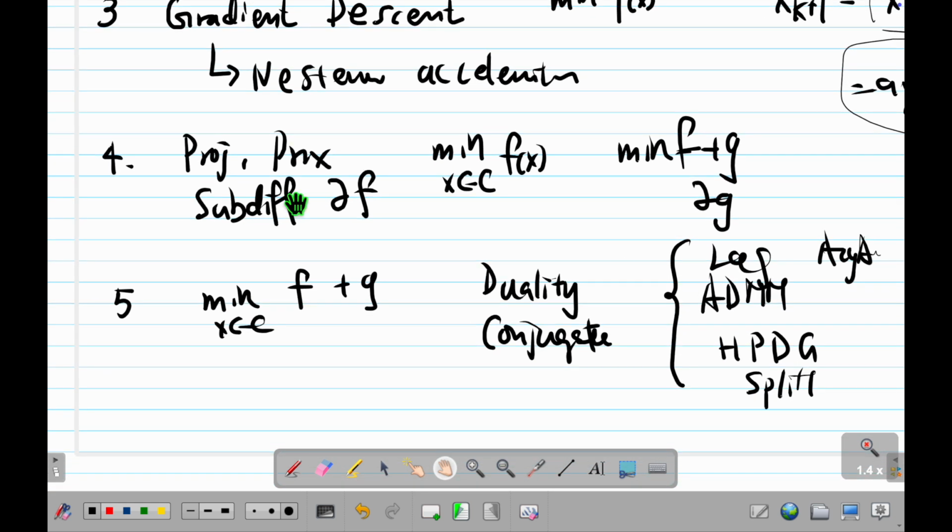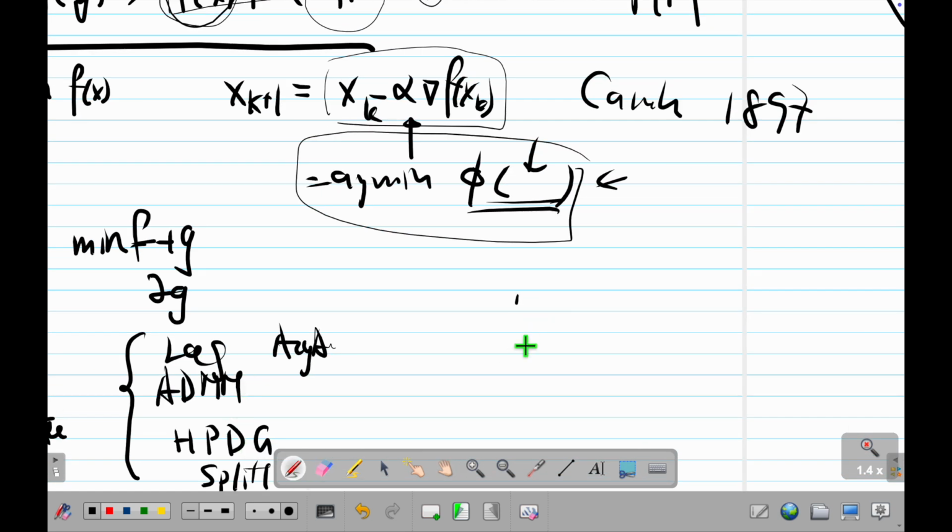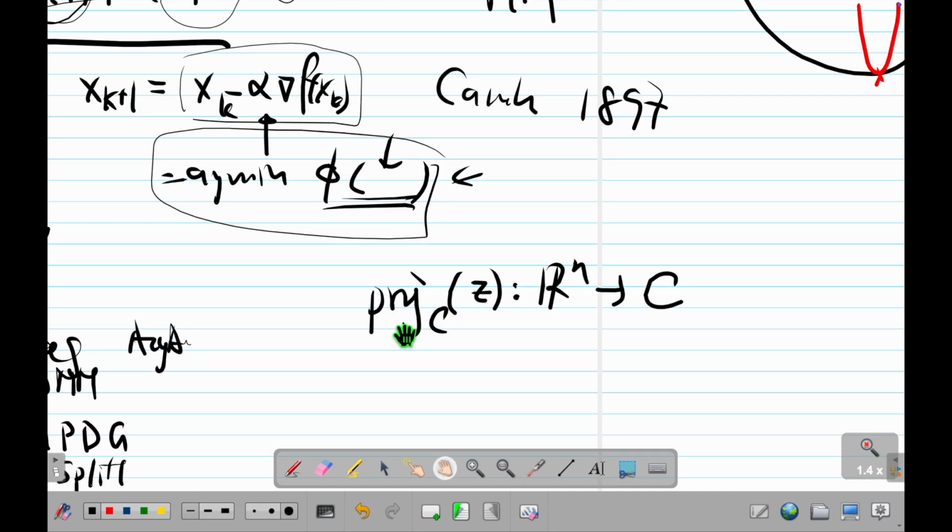That's it. And then what? We have prox, project, and subdifferential, which is basically about how we project onto a set C. Projection onto a set C is a mapping from Rn to C. By definition it's onto C, so Rn to C. But C is a subset of Rn, so actually it's Rn to Rn.